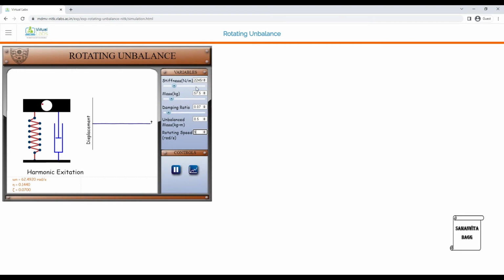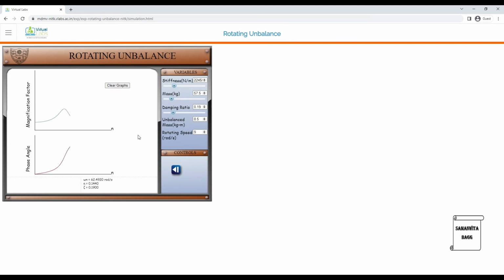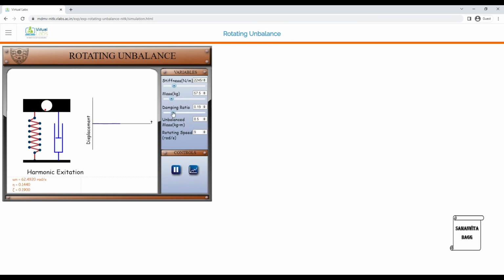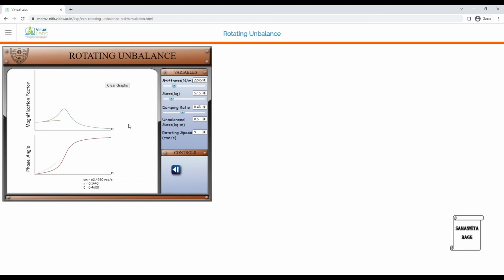Now what we will do is, these values will remain constant. We will only be changing the value of damping ratio. First, we will take the value of damping ratio as 0.19 and we will see what is the graph of magnification factor versus frequency ratio and phase angle versus frequency ratio. So this is the first graph obtained. Next, we will change the value of damping ratio to be more than 0.35, but it should be less than 0.707. And we will see the graph for the second reading.